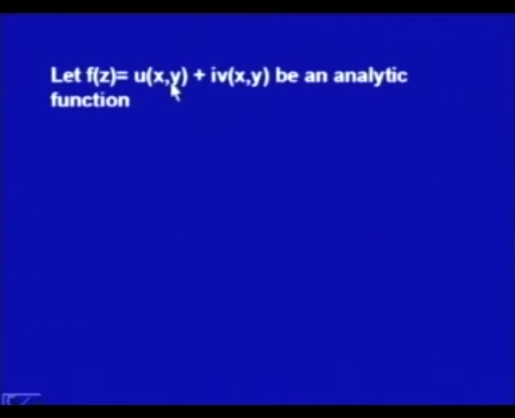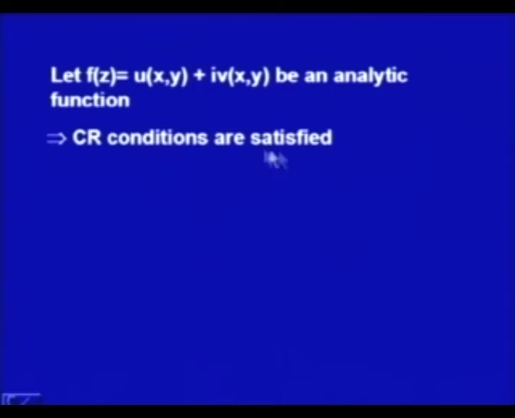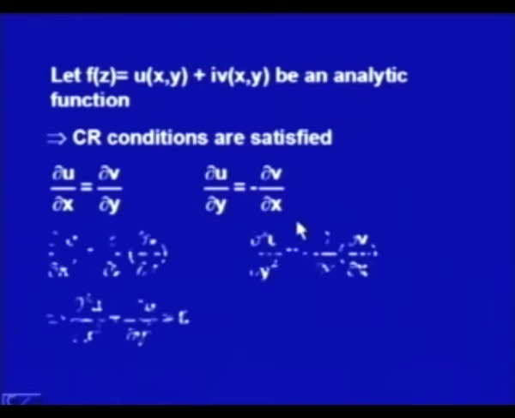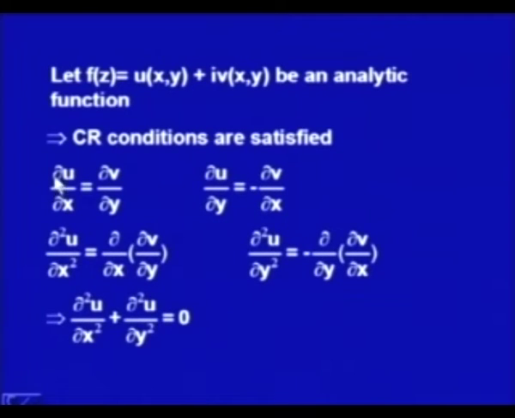Let f(z) is equal to u(x,y) plus i v(x,y) be an analytic function, then CR conditions are satisfied. That means partial u by partial x is equal to partial v by partial y, and partial u by partial y is equal to minus partial v by partial x. And when you differentiate this first equation with respect to x partially, then the left hand side is partial squared u by partial x squared, while the right hand side becomes partial by partial x of partial v by partial y.